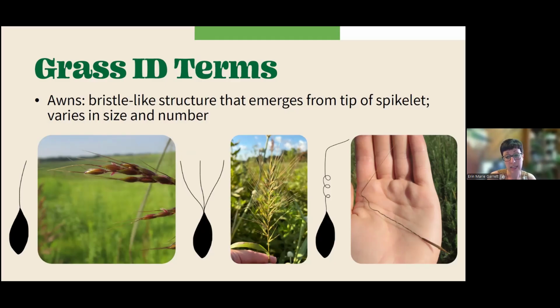And as it dries, it twists and it helps drive that seed down into the soil. That one's like the coolest one that's out there. But again, they have different purposes, and it's a really, really easy identification feature. If it's in bloom, porcupine grass with those crazy long awns, super simple.